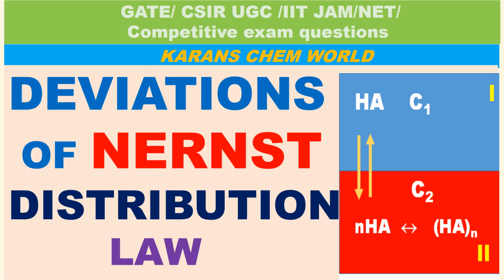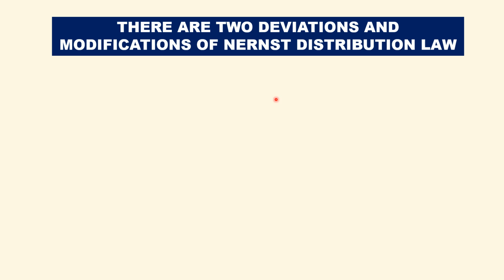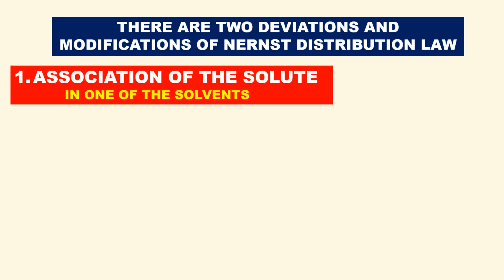In this video, let us discuss Nernst distribution law and its deviations. What are their applications? There are two deviations or modifications of Nernst distribution law. They are, one, association of the solute in one of the solvents. The solute undergoes association. For example, benzoic acid in benzene layer undergoes dimer formation.